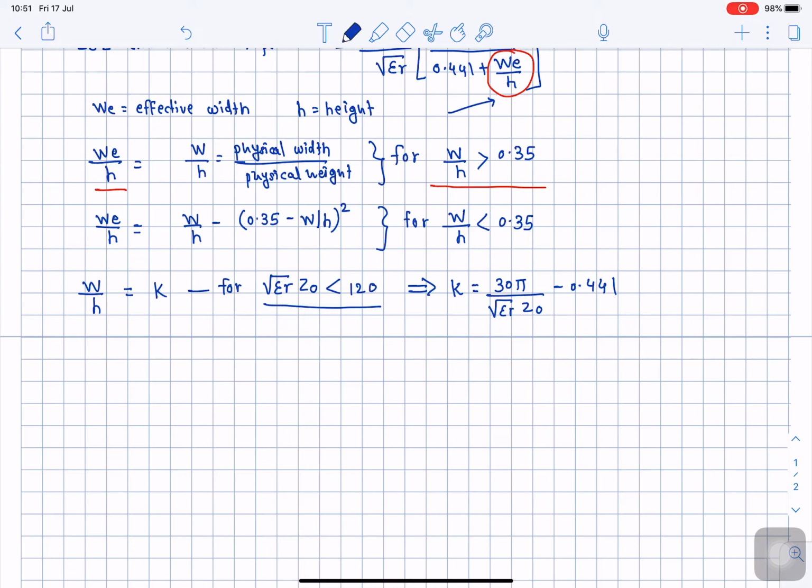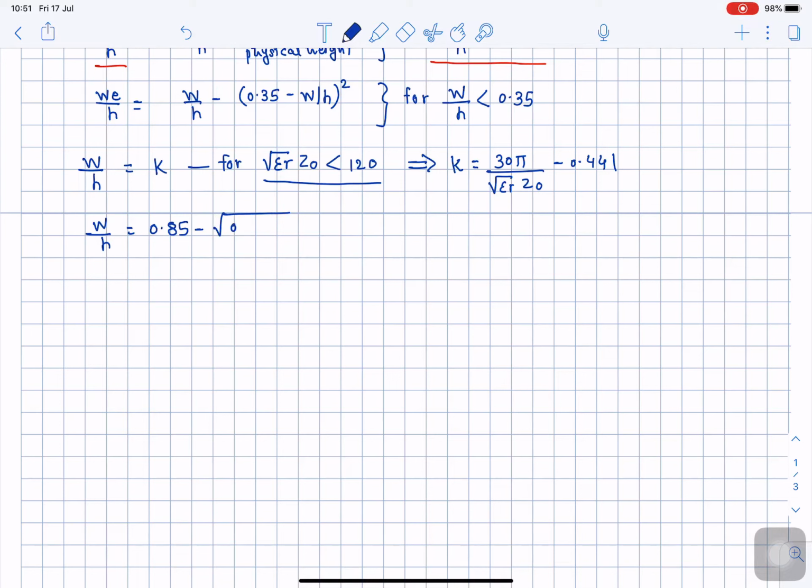On the other hand, the width to height ratio can also be given in a second way. Okay, so this is given as 0.85, minus square root of 0.6 minus capital K, where K is the same thing. Now this equation we will use to calculate the dimension of the strip line when the product of square root of dielectric constant with the given characteristic impedance is greater than 120, right?